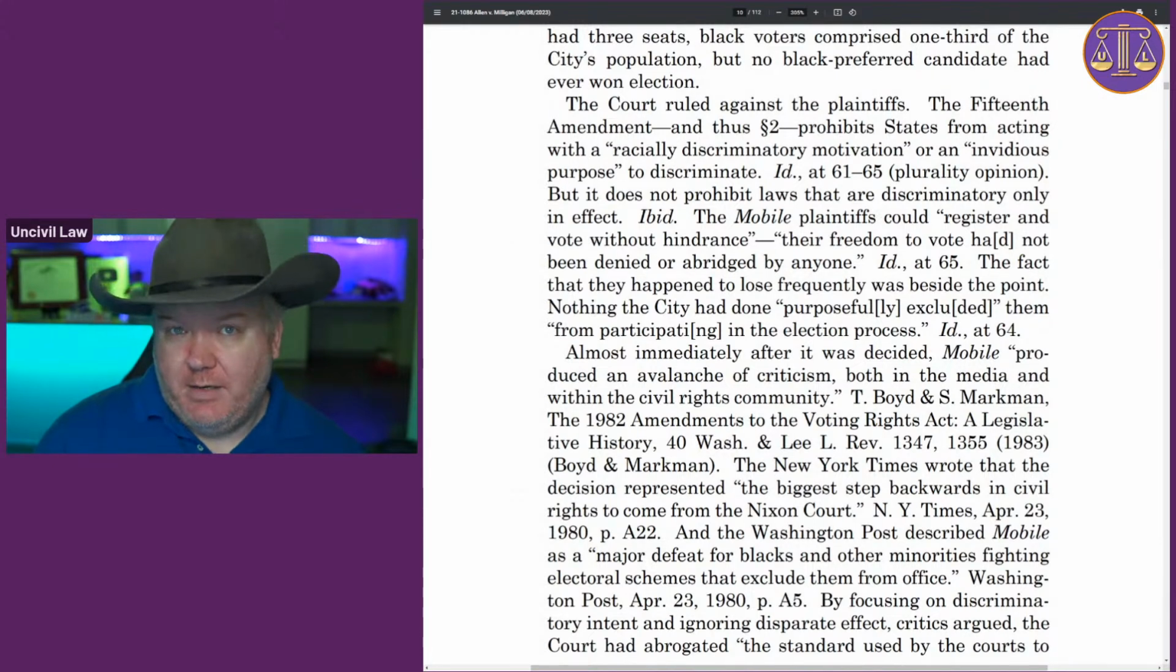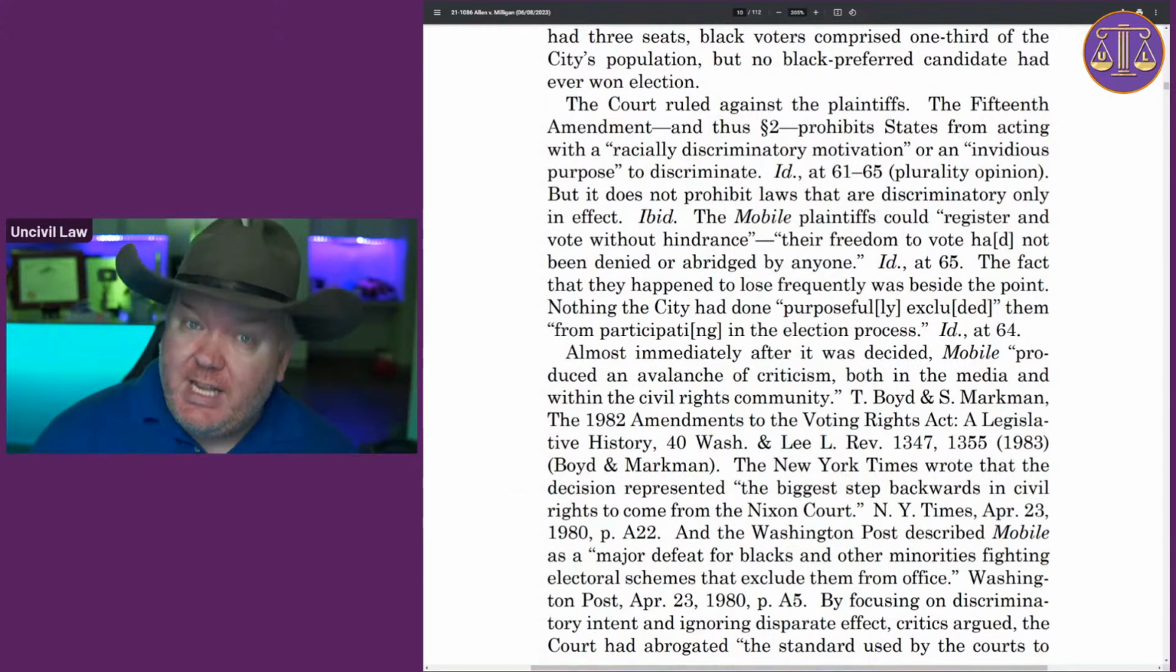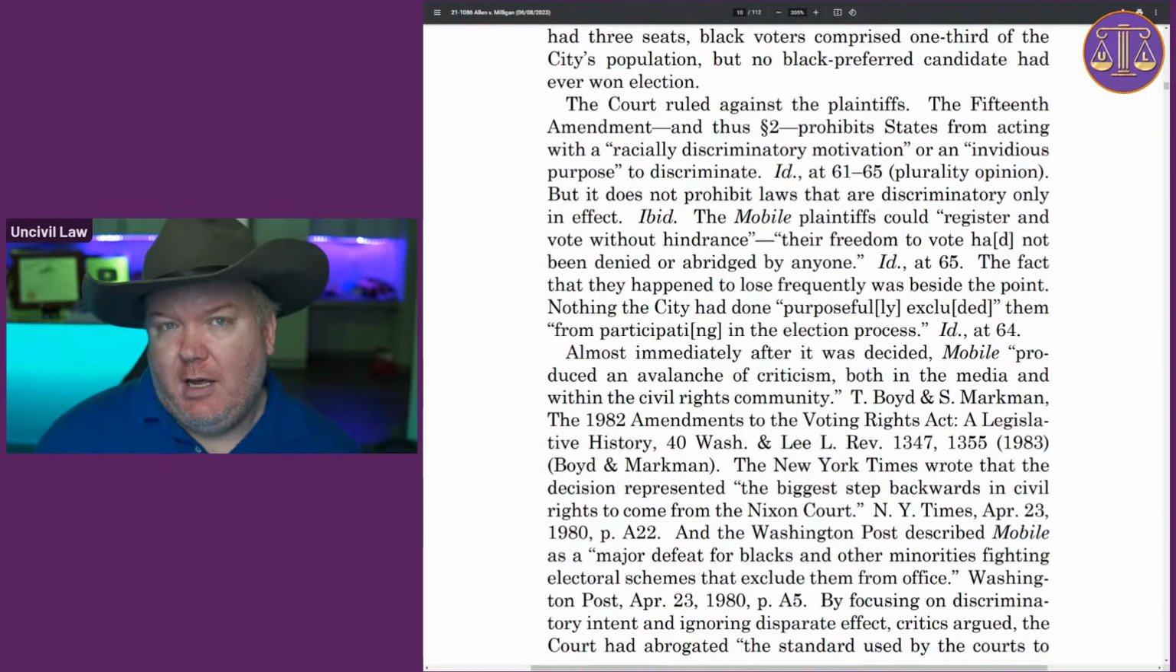So no matter how much impact there is, if the impact is just a natural consequence of a truly neutral policy, which maybe it's not truly neutral, maybe it was adopted for that reason, but if it is truly neutral, all the impact in the world won't get you past there. You have to be discriminating because of that reason. That's typically true.